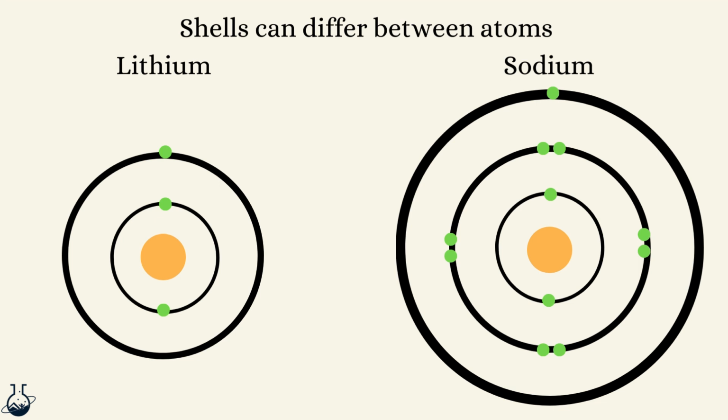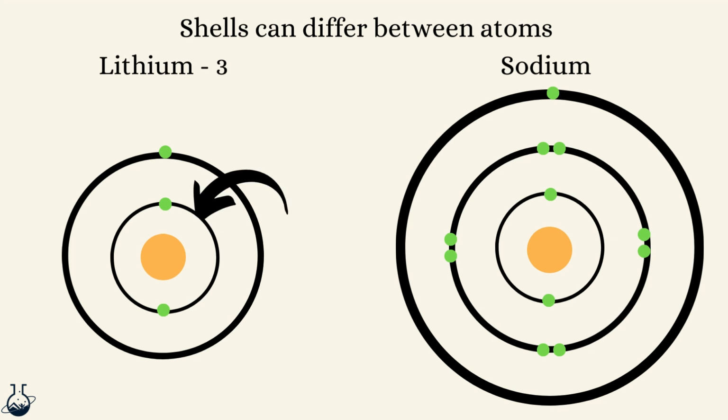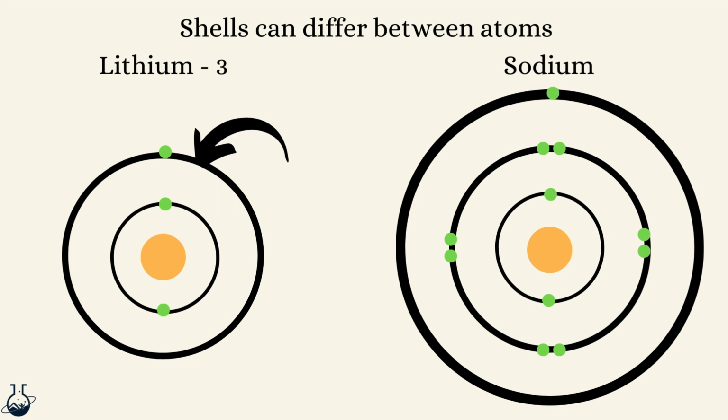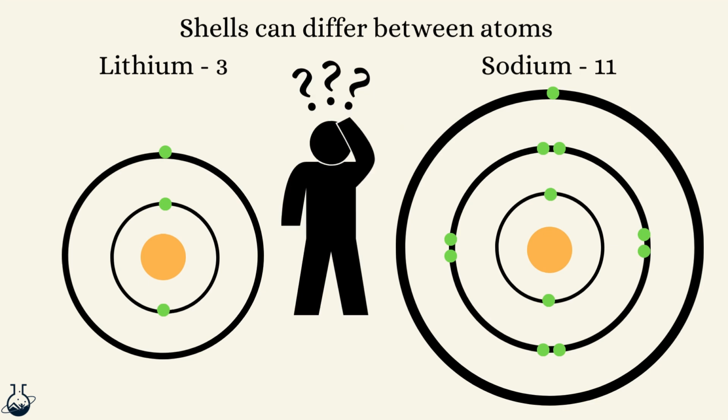Let's have a look at another difference between atoms, their shells, which is totally dependent on the number of electrons a single atom has. For example, you can see lithium has 3 electrons in total. It has 2 on the inside shell and 1 on the outside shell, also known as the valence shell. On the other hand, sodium has 11 electrons around its nucleus, 2 on the inside, 8 on the next shell, and 1 on the valence shell. Now I can hear you thinking, how are you supposed to know which atom has how many shells? Let me let you in on a little secret.